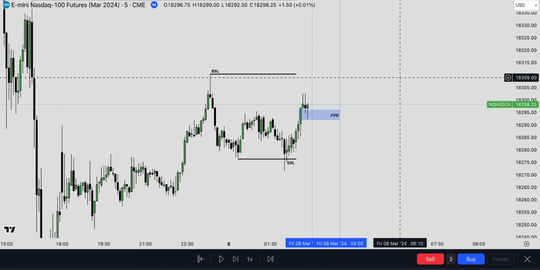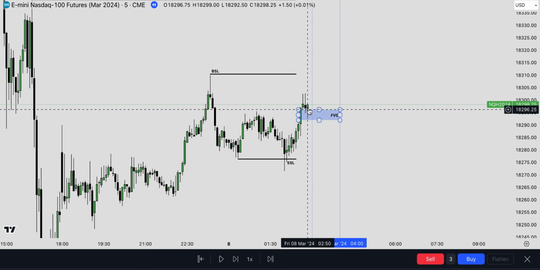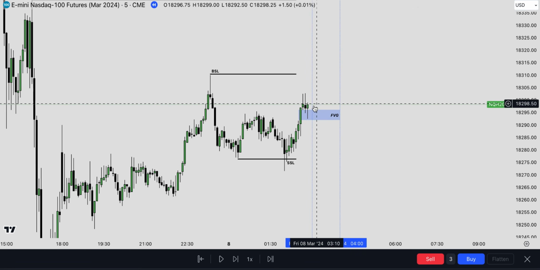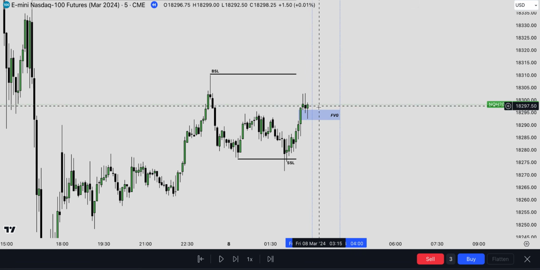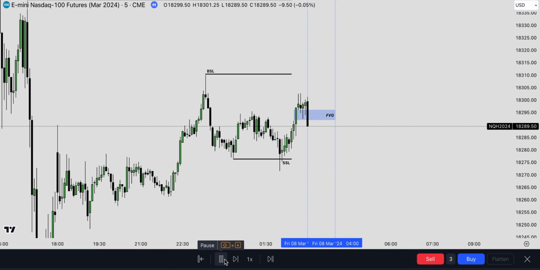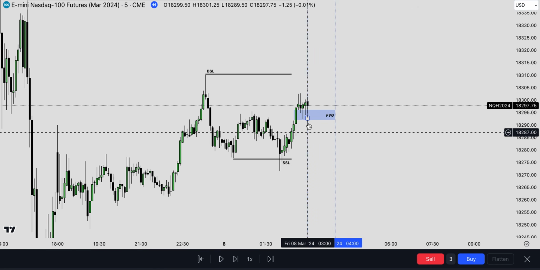Why have I not entered yet? Because we're not in the time macro, right? Time is very important when you enter a trade. So in this instance, the macro begins from 3 a.m. and carries on to 4 a.m. New York time. So if price gives us another entry at 3 a.m., I'm going to look to enter for longs, okay? So let's see if we get that. Okay, and as you can see, price gives us one last entry at 3 a.m.